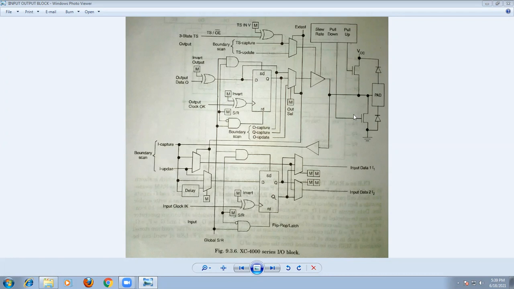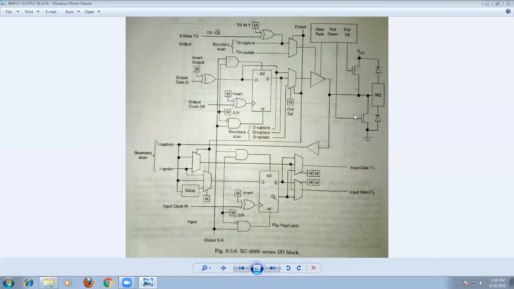In the previous class, we discussed the Xilinx 4000 series structure, that is the CLB, the advantages of FPGA, the 4000 series CLB block diagram, and also the dedicated carry logic of the Xilinx 4000 series.